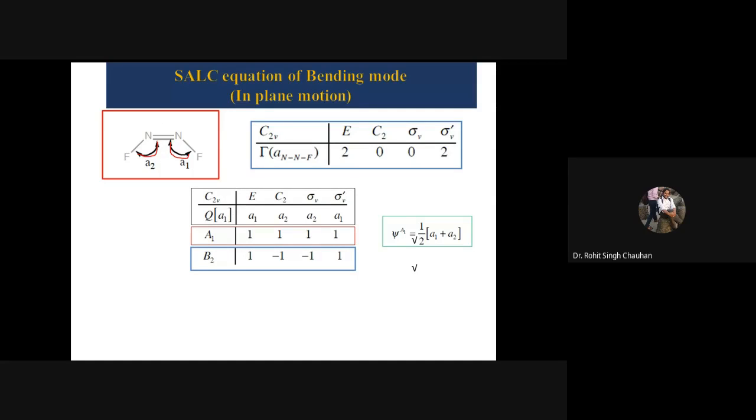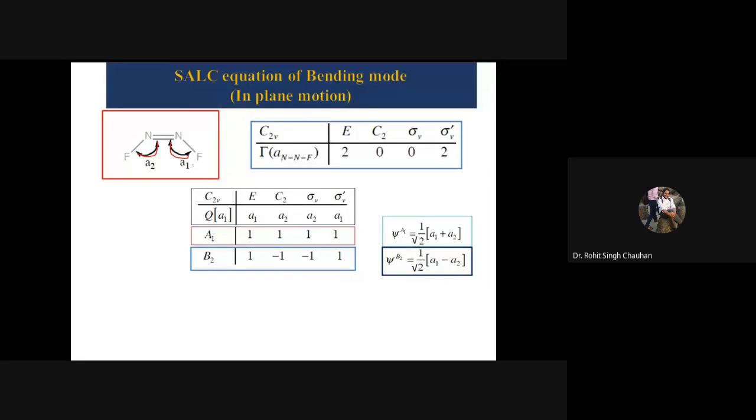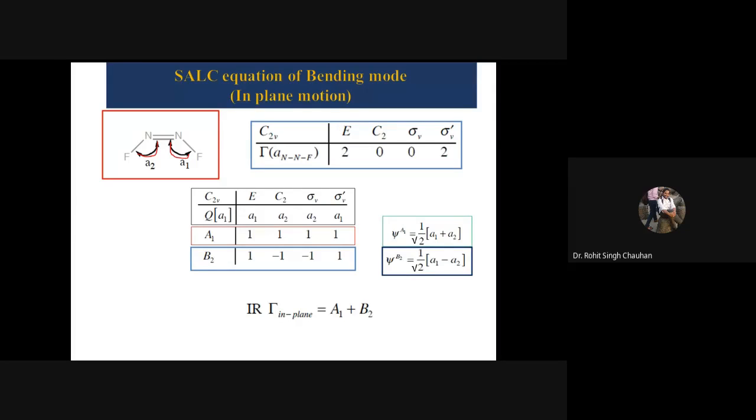So how many angles are going to be projected? Two. One is FNN, another is NNF. I have categorized them as A1 and A2. So we will first find out the symmetry elements with respect to the NNF bond. With respect to E, it will be 2, because both are going to be unshifted. With respect to C2, of course, it is going to be changed. Sigma V changes, sigma V dash is 2. Now I have applied it with respect to A1. If you solve it, it becomes 1 by root 2 (A1 plus A2). With respect to B2, 1 by root 2 (A1 minus A2).